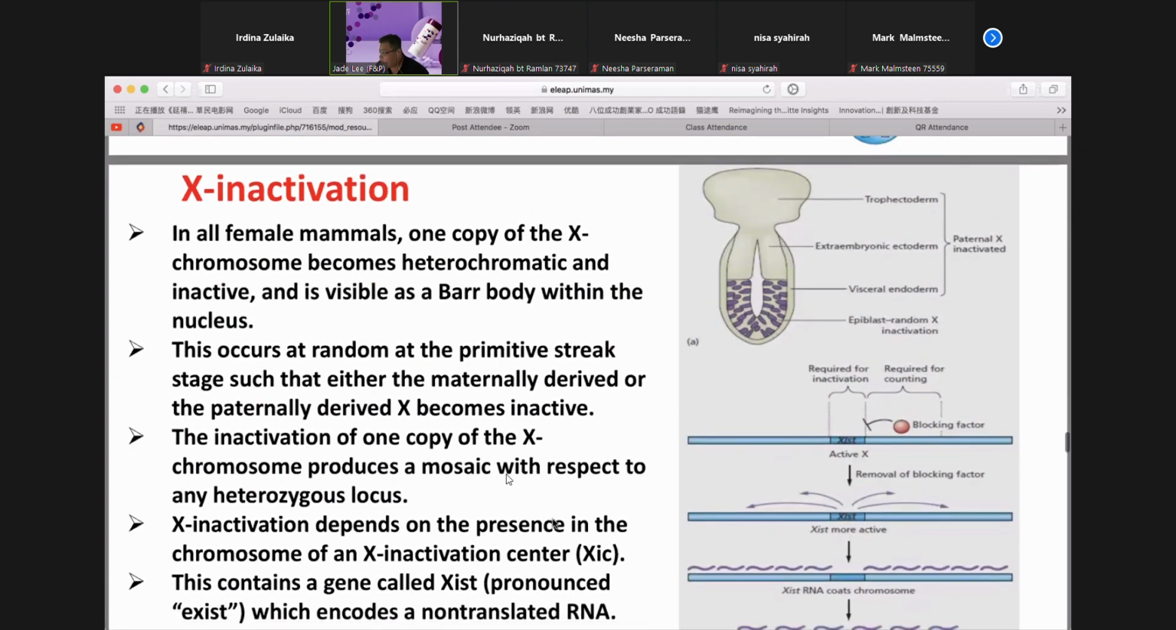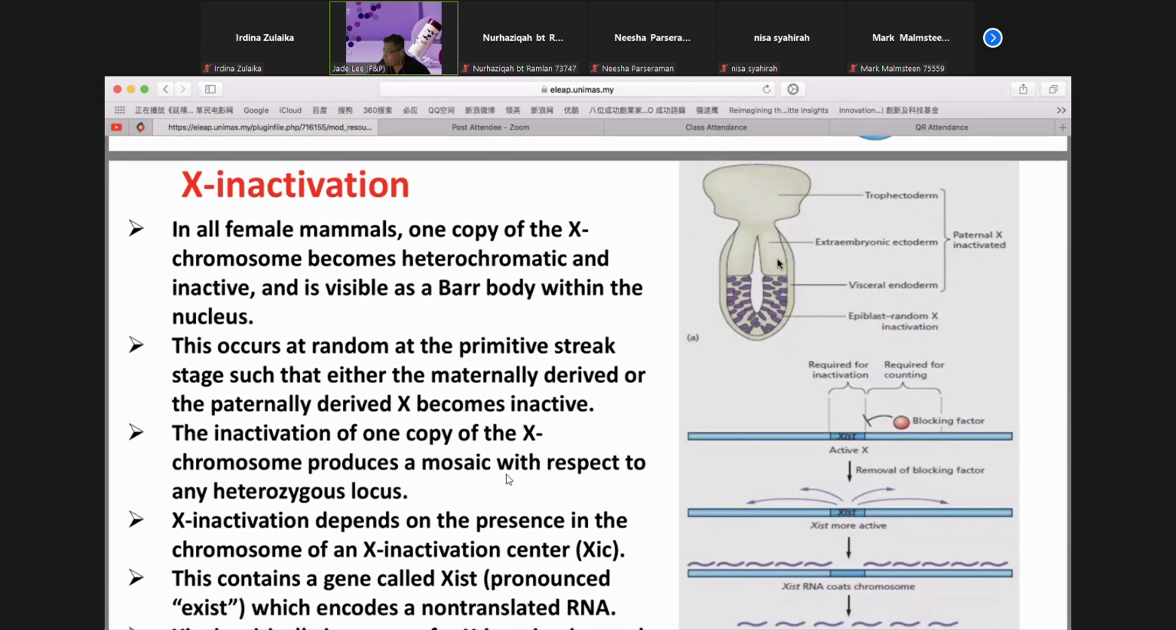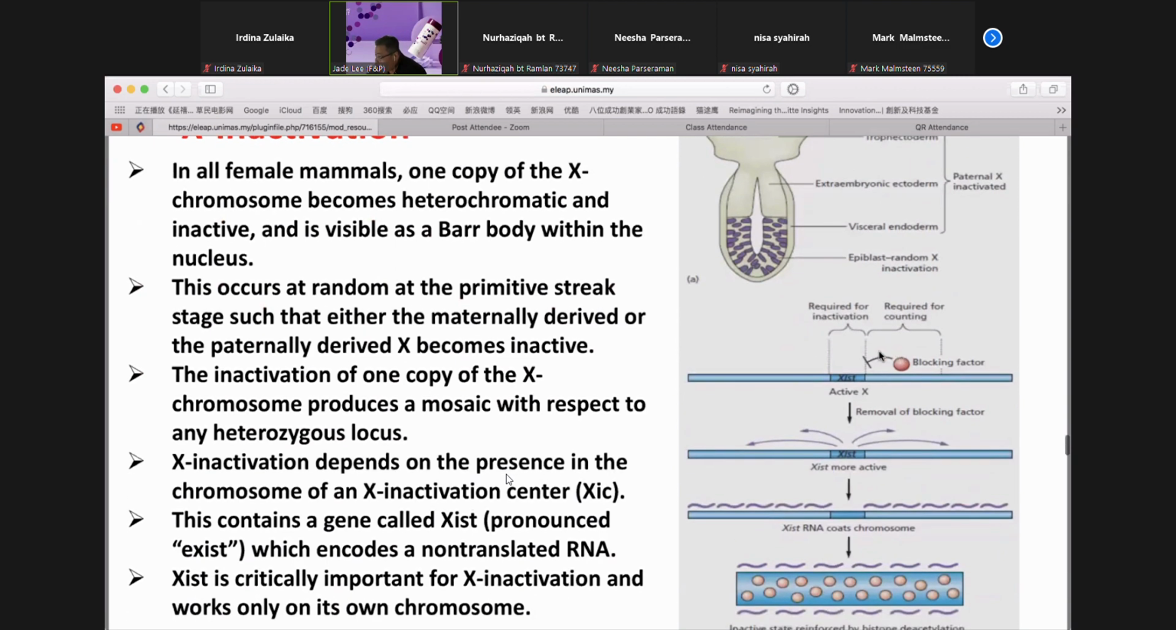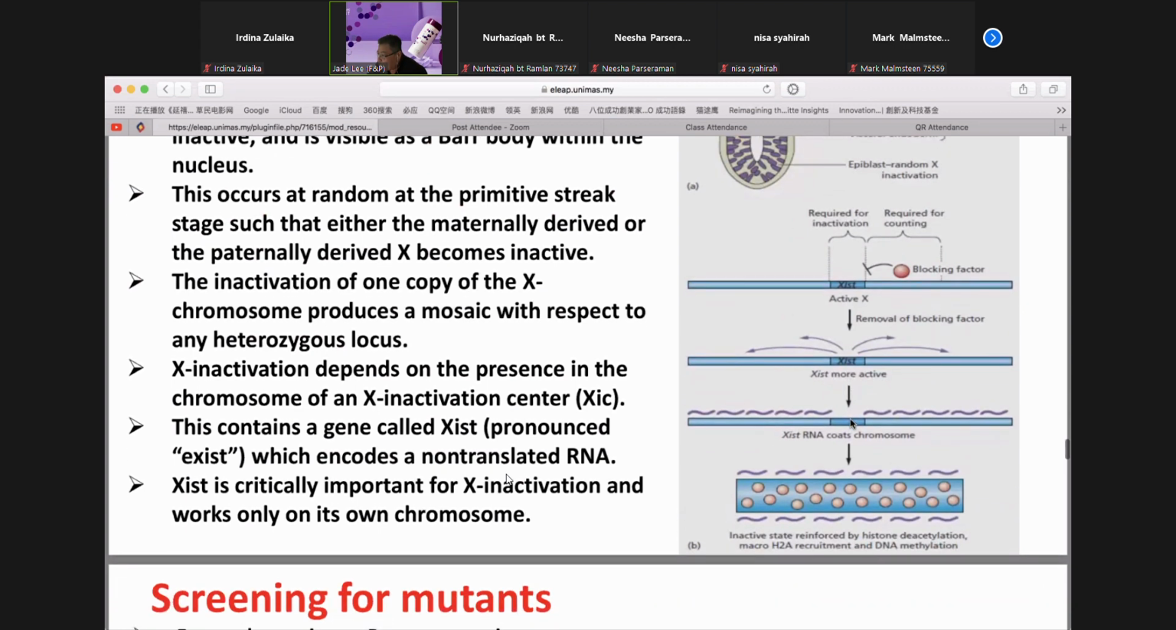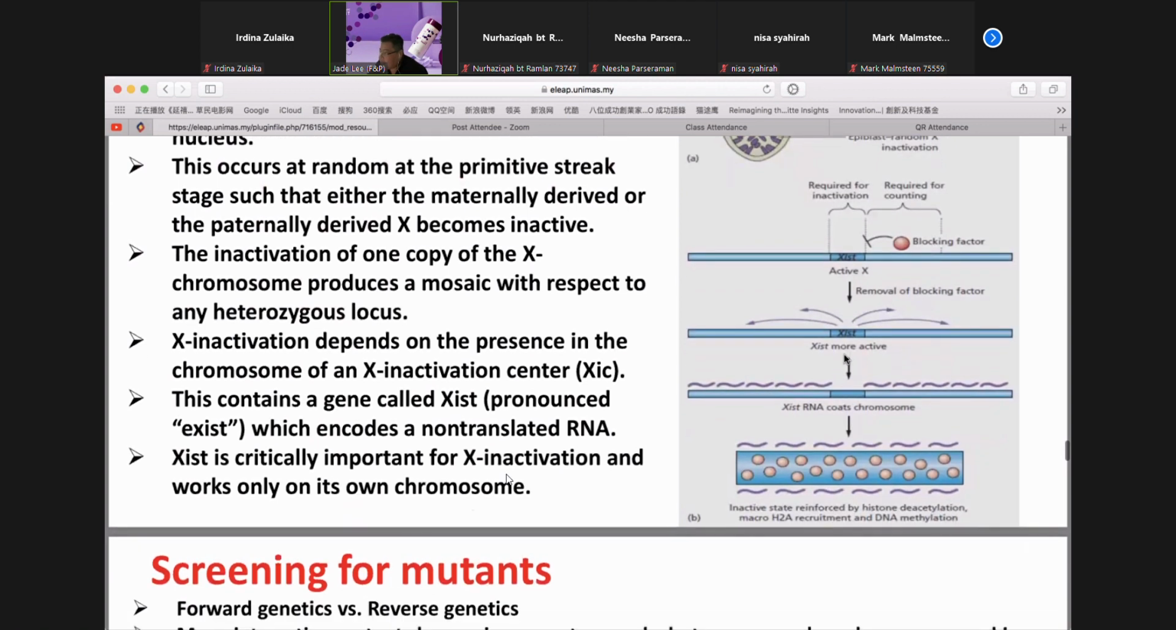Contohnya kalau kita tengok di sini, kita ada Xist di sini. So ada blocking factor akan blockkan dia, and remove the blocking factor, and this Xist becomes more active. Okay, so bila dia active, then the RNA will coat the chromosome. So the inactivated state is reinforced by histone deacetylation, macroH2A recruitment, and DNA methylation.